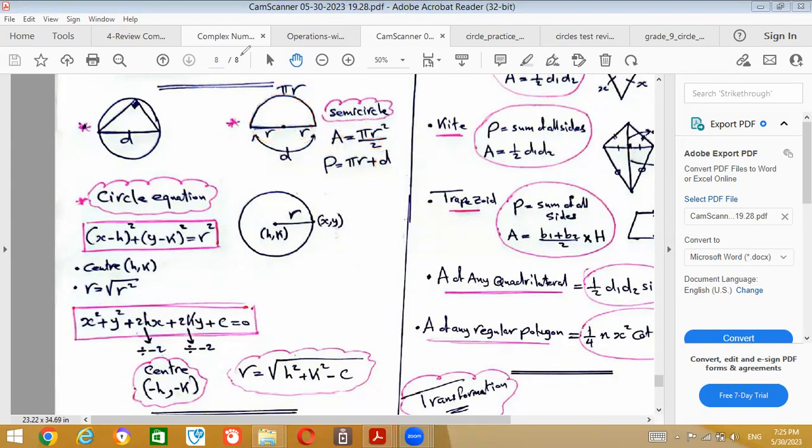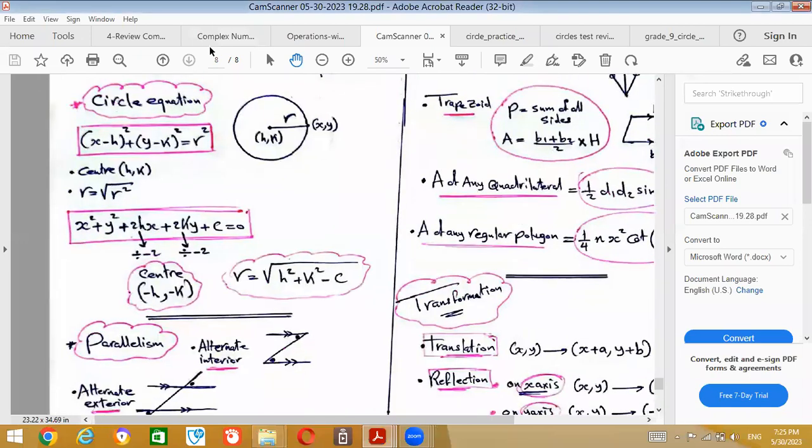The circle equation. The circle equation, we have two equations. The first one is related to the center and the radius length, okay? So (x − h)² + (y − k)² equals the radius squared, and the center is (h, k). So you will inverse these signs, okay, to get the center. And the radius equals the square root of the value outside after the equal sign here.